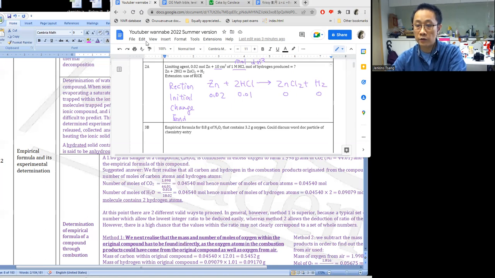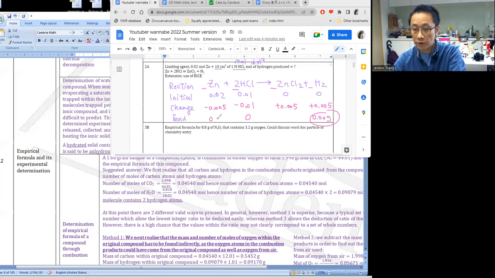No products at first. And what you have to do is to figure out the limiting reagent. I think it should be quite apparent that HCl is limiting. You have few moles of it at first, but then the reaction requires more moles of HCl, twice as many moles of HCl as you need zinc. So you use up all the HCl. And then you can complete the change row with values that correspond to the mole ratio of 1 to 2 to 1 to 1 in this case. So the final answer is just 0.005, which is choice A.